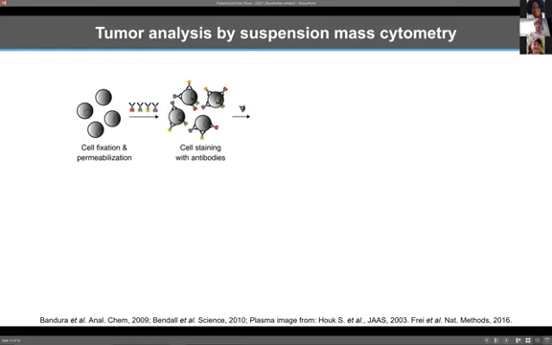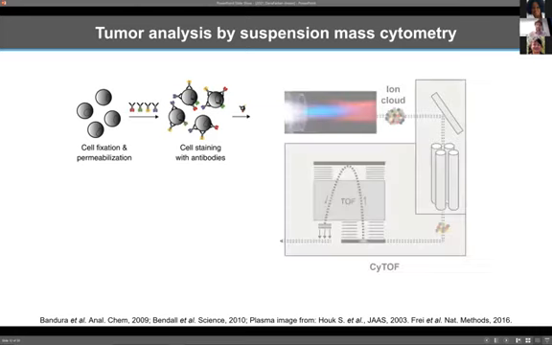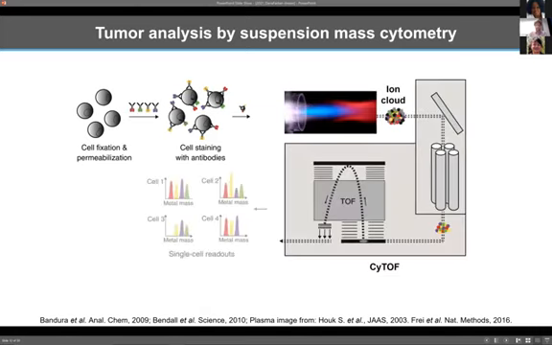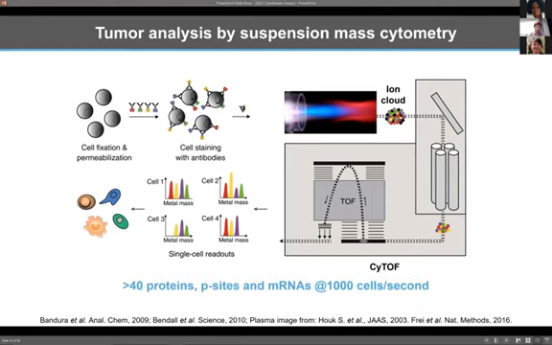Here we take tissues and dissociate them into single cells. We stain proteins with antibodies that carry a pure metal isotope as a reporter. Then we shoot those single cells into a mass cytometer. As you know, the readout is the metal distribution and abundance for every individual cell. Since we know for every antibody to which metal isotope it was bound, we can infer for every cell the marker expression and phenotype. Routinely, over 40 proteins, phosphorylation sites, and transcripts can be measured on a mass cytometer with a throughput of about 1,000 cells per second.